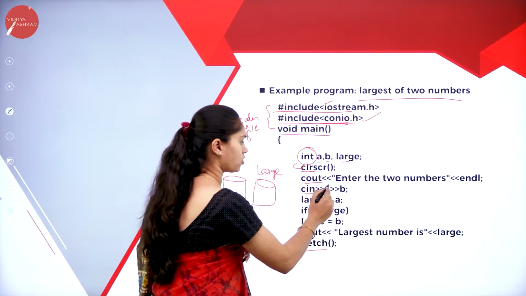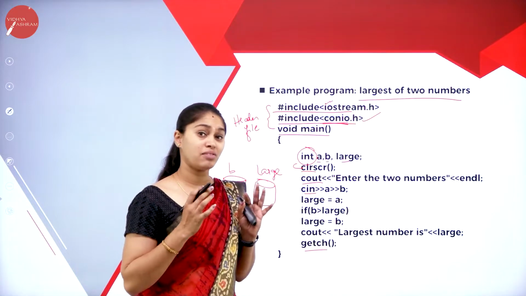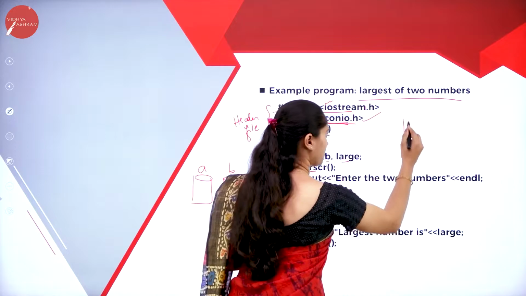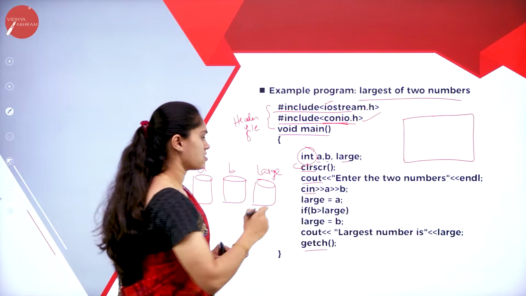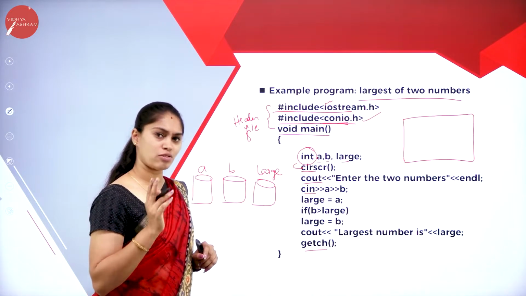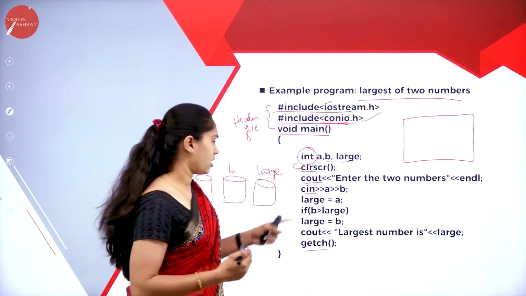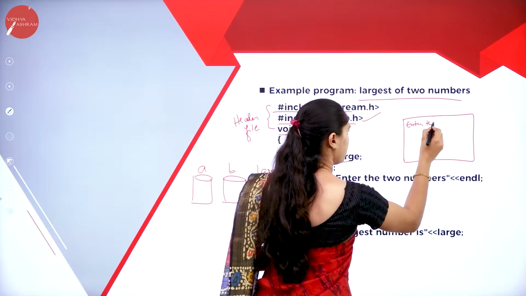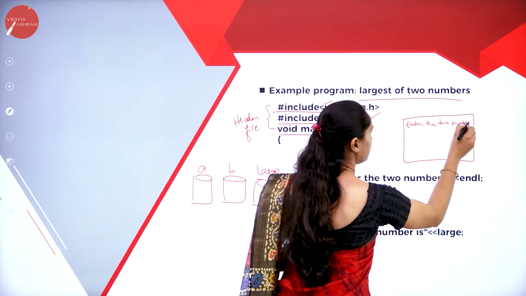Next we have a cout. Whatever is within the double quotes, whatever you write as a statement, everything will be displayed as a statement in the output screen. Cout, enter the two numbers. I have to give the values of two numbers, so in the cout statement we are giving the instruction to enter the two numbers. So in the output screen, it comes: enter the two numbers.